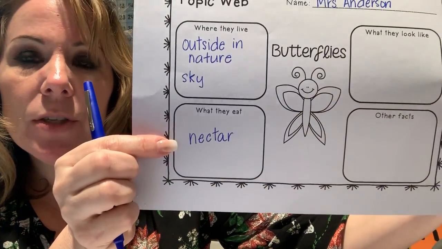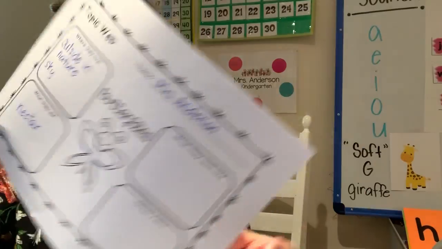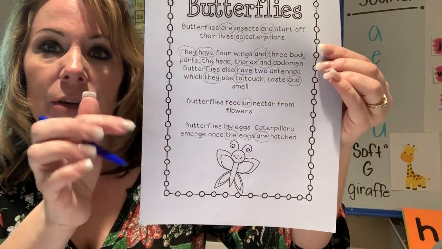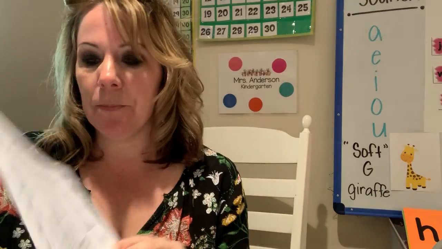Nectar. And you can look back on your paper, nectar, and it comes from flowers. But you can just write nectar. I'm going to add from flowers so that we have the whole fact. Remember, you can look at the paper here to see how you spell nectar. You can try to hear the sounds to see how to spell nectar. Okay, good.